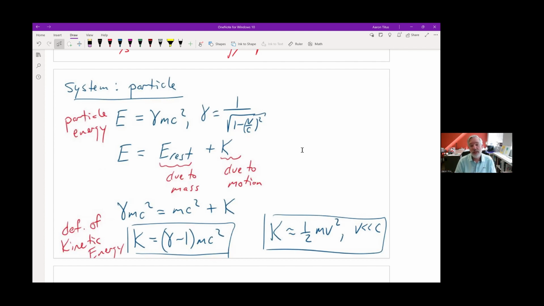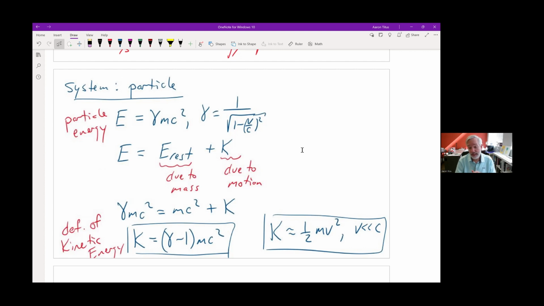It's everything. But you can break it into two parts: an energy due to its mass called rest energy, and an energy due to motion, kinetic energy. The rest energy is mc squared, which comes out of substituting v equals 0, so gamma is 1. If it's at rest, you get mc squared. And now you can derive the kinetic energy from that. It's gamma minus 1 mc squared.